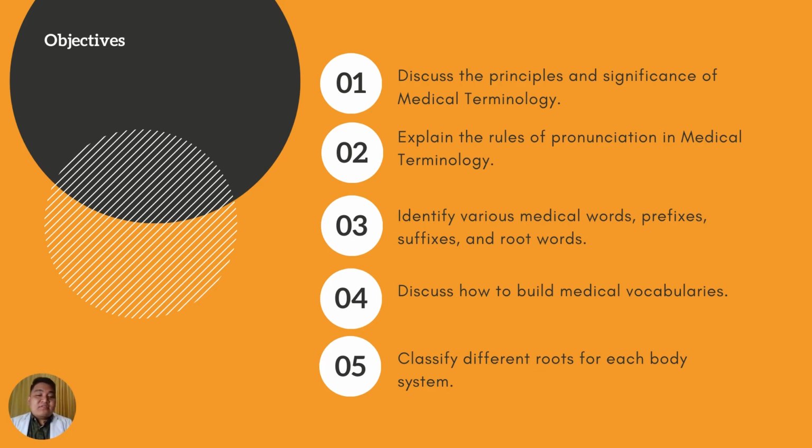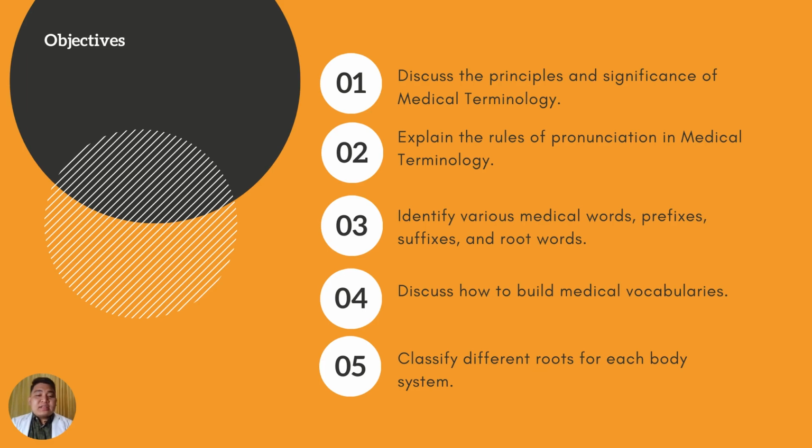Third is to identify the various medical words, prefixes, suffixes, and root words. These are the components of principal root word in medical terminology. We also need to know the subdivisions, how a specific medical term is derived from its prefix, from its root word, from its suffix, and from anything else that could be a reason why the word is being formulated. The fourth one is to discuss how to build medical vocabularies.